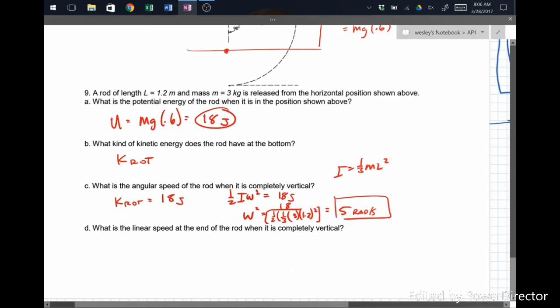What is the linear speed of the end of the rod? Because that's on a solid moving object, we can find the linear speed of one part of that by saying v is equal to r omega. So that linear speed is going to be 1.2 meters times 5 radians per second. So that final speed comes out to be 6 meters per second.